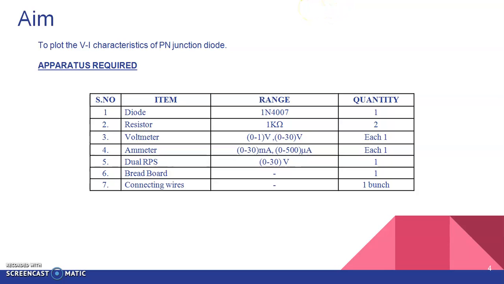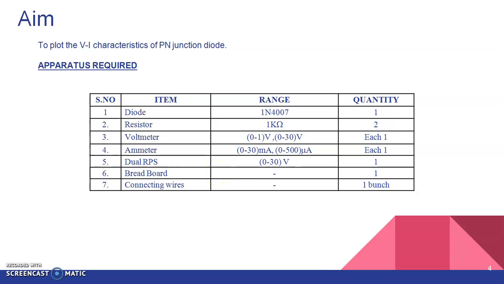What apparatus are required? First main thing is a diode. IN4007 I have used for that. Here we are using a 4001, and a resistance of 1K here. Voltmeter range 0 to 5 volt. Ammeter range 0 to 30 milliampere, and we are using a power supply also.